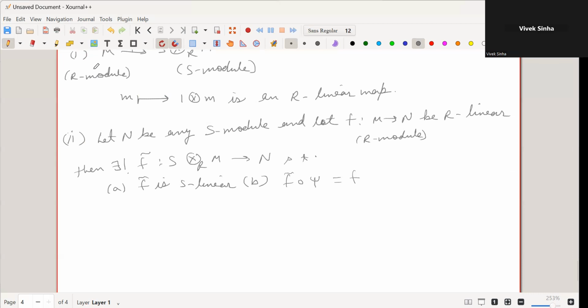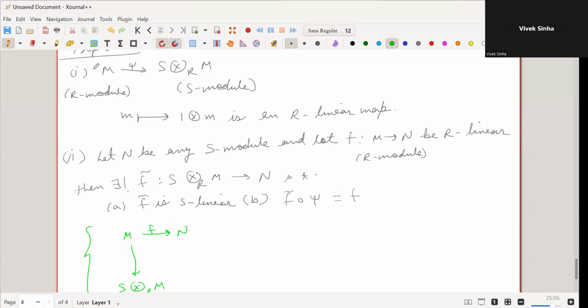So now try to understand what is happening. You have a map from M to N, that is f, and from M to S tensor_R M, you have simply the psi map, the above psi map, right? Then it induces a map from S tensor M to N, which is nothing but f tilde, and this is also a linear map. Okay.